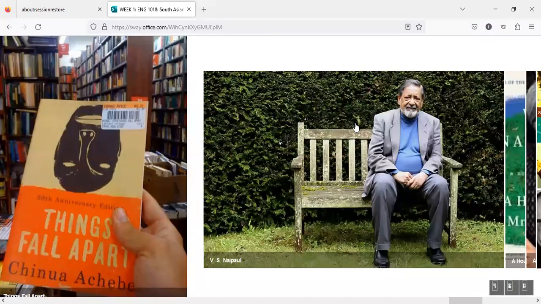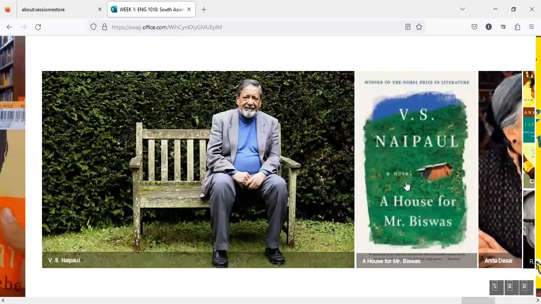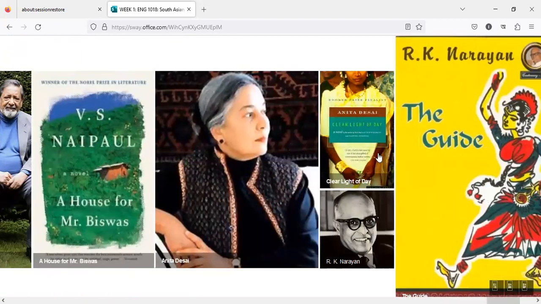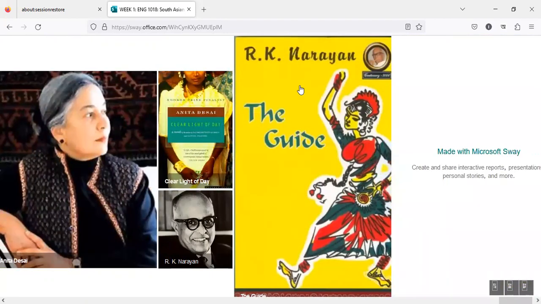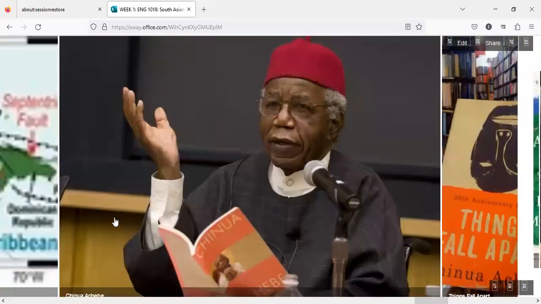And this is V.S. Naipaul, Indian-born Trinidadian author. And this is Anita Desai, whose text is Clear Light of Day. We'll try to grab that as well with other texts. And here is the other text that we have selected for this semester, the title of which is The Guide by Indian writer R.K. Narayan.